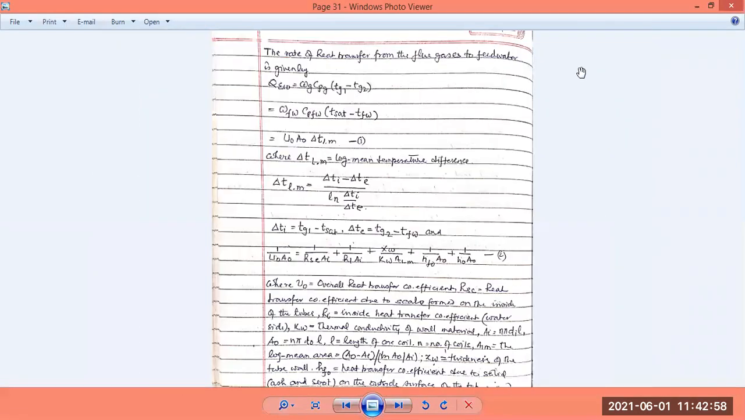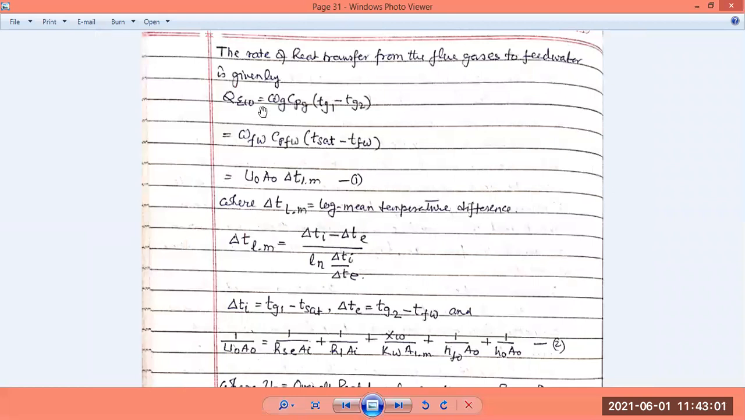The rate of heat transfer from the flue gases to the feed water is given by Q economizer, the heat transfer to the economizer, omega G, the specific weight of the gas. CPG is the specific heat. TG1 minus TG2 is the temperature difference between the fluid at the inlet and the fluid at the outlet.